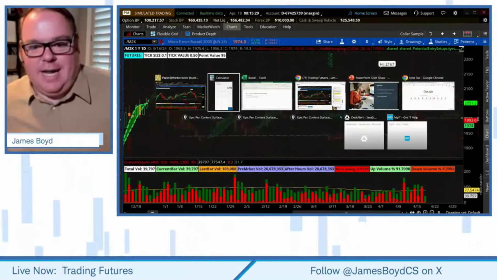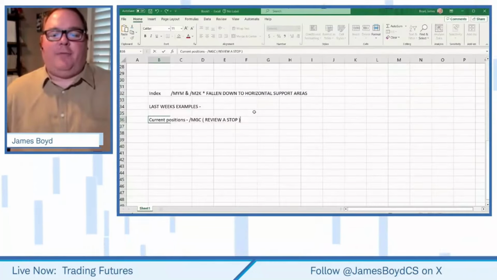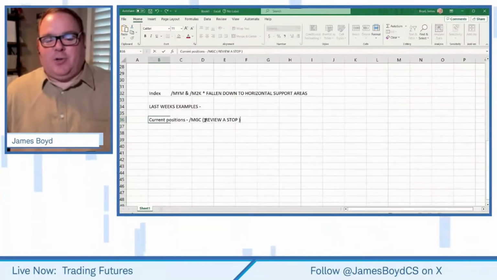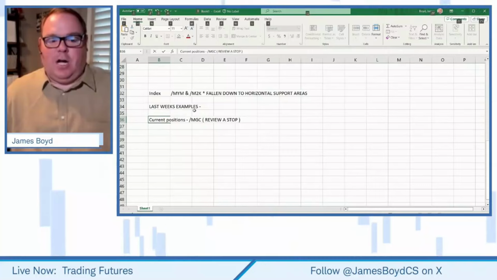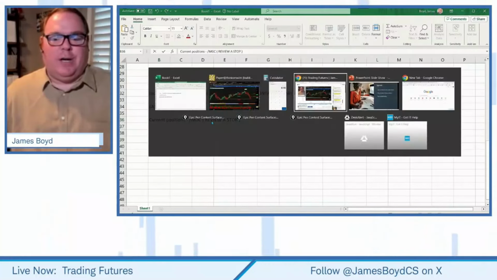So I'm out of my time here today. Keep an eye on, for example, gold. If that drops, probably means that the equity futures are healing a little bit and maybe bouncing back to the upside. We talked about last week's examples. We adjusted the stop and we entered two new examples.